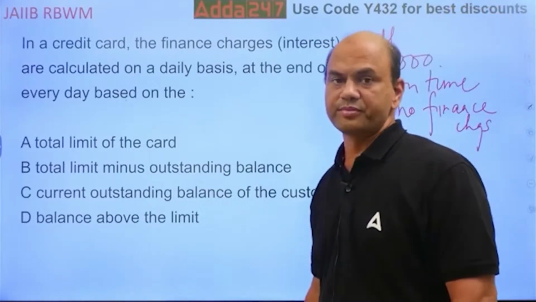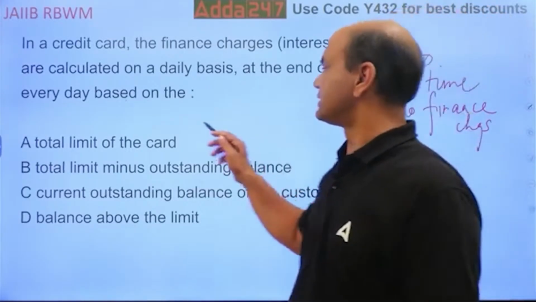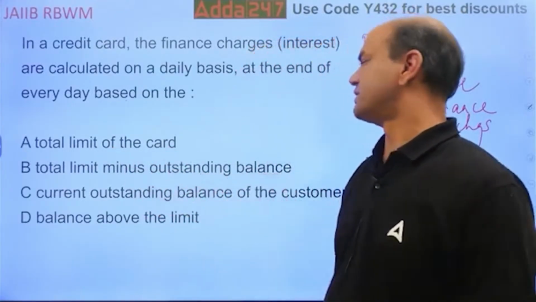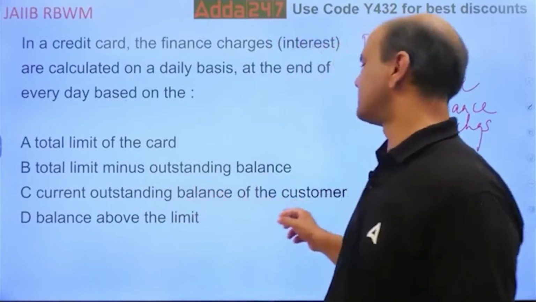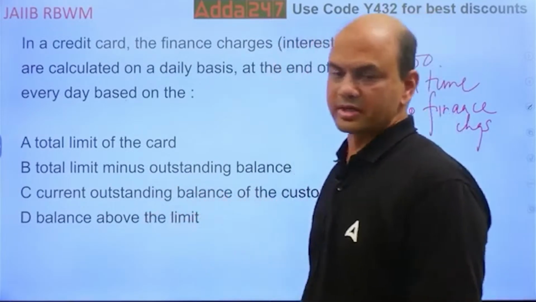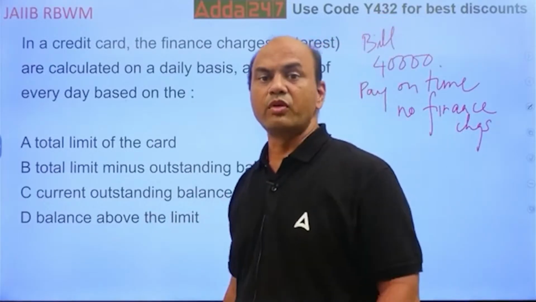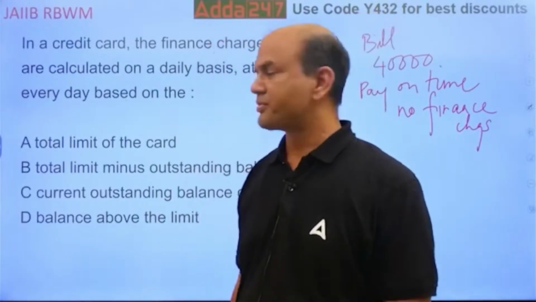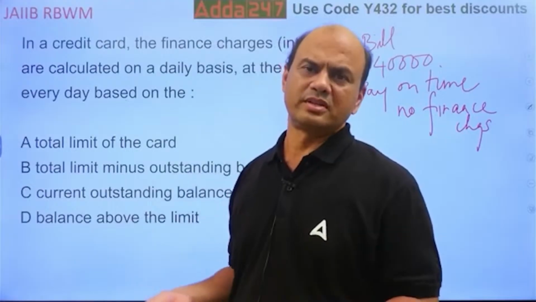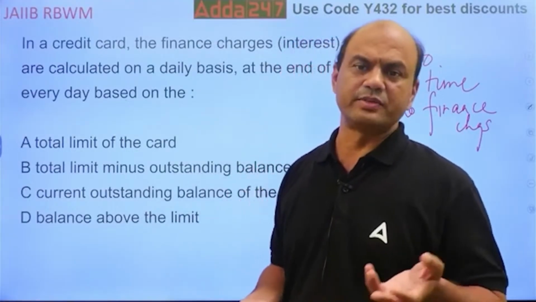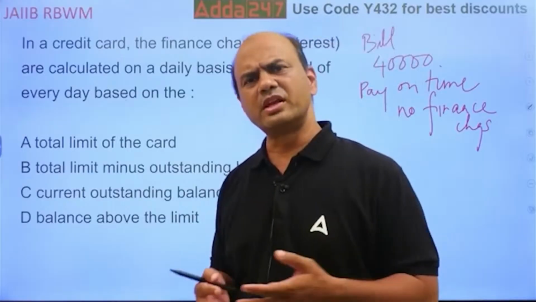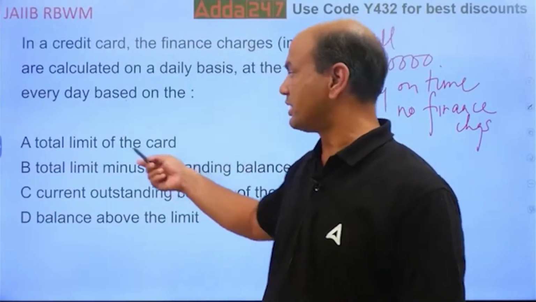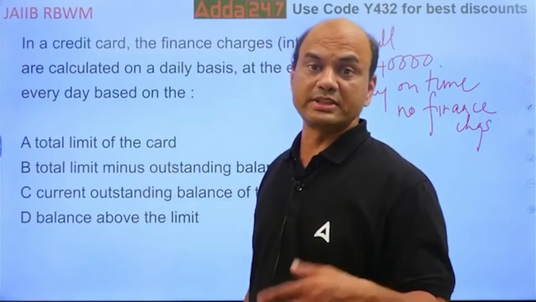So now, how are they calculated? Based on what? Total limit of the card, total limit minus outstanding balance, current outstanding balance of the customer, balance above the limit. So on what basis will these finance charges be calculated? Think over it. After all, it's a loan. It's a normal loan given to the customer. In a normal loan, we always calculate the charges based on what? Total limit? How much amount have I sanctioned?